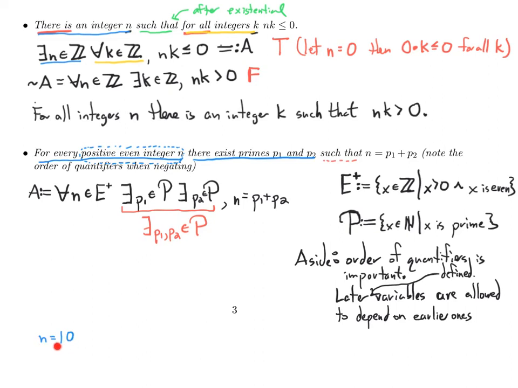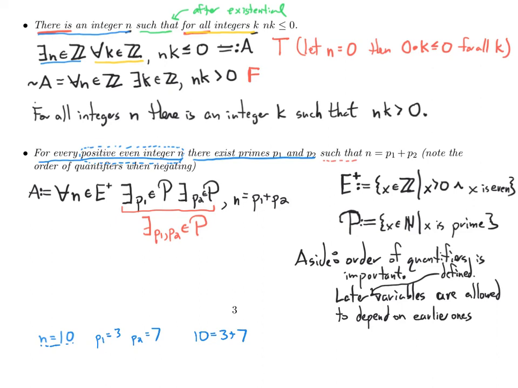So here I have n is 10. So I'm allowed to pick my p1 and p2 however I want depending on n. So here I could say p1 is 3 and p2 is 7. They're both prime numbers. And then this is true for this particular value of n, since 10 equals 3 plus 7. So order is important here. All right, now that we talked about why order is important, let's continue on with the problem.